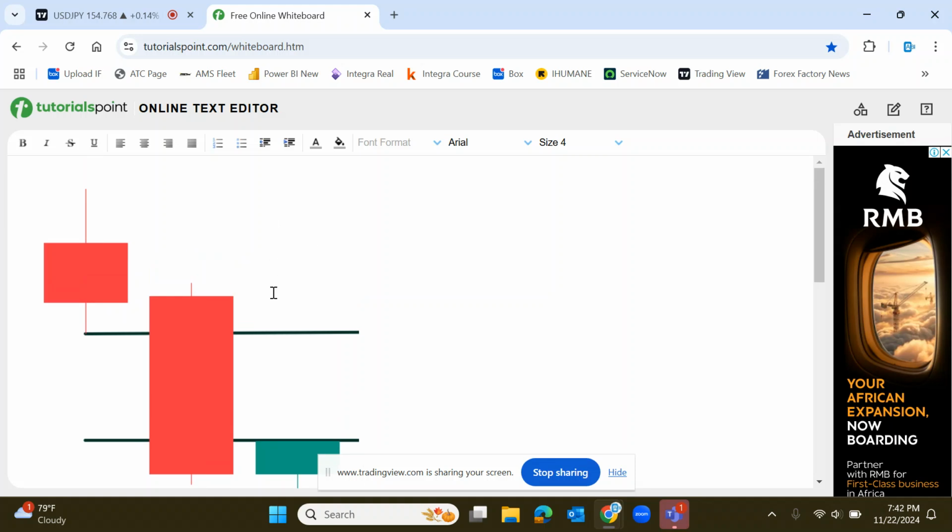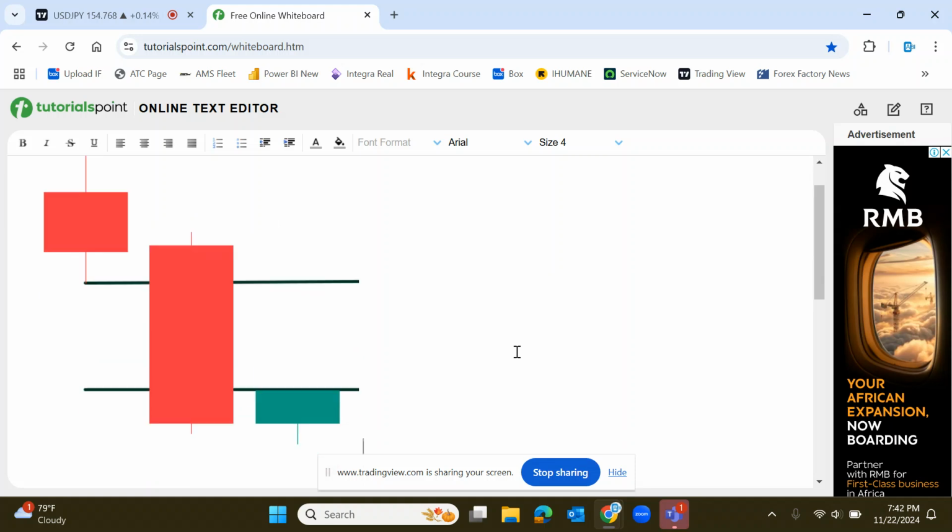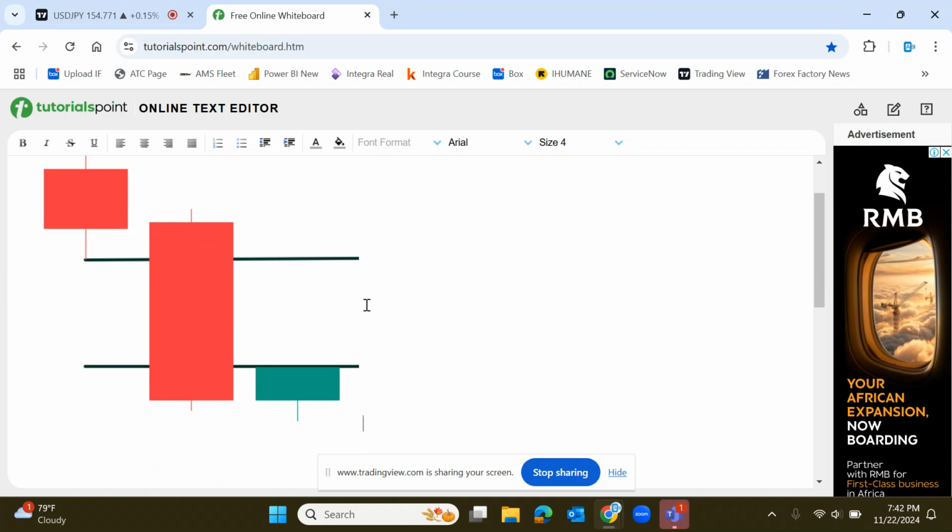To understand a fair value gap, you need to look at three different candlesticks. This is the first candle, this is the second candle, and this is the third candle. First you look at candle number one and look at the lowest point. Then you look at candle number three and look at the highest point. This is a downtrend or a sell fair value gap.